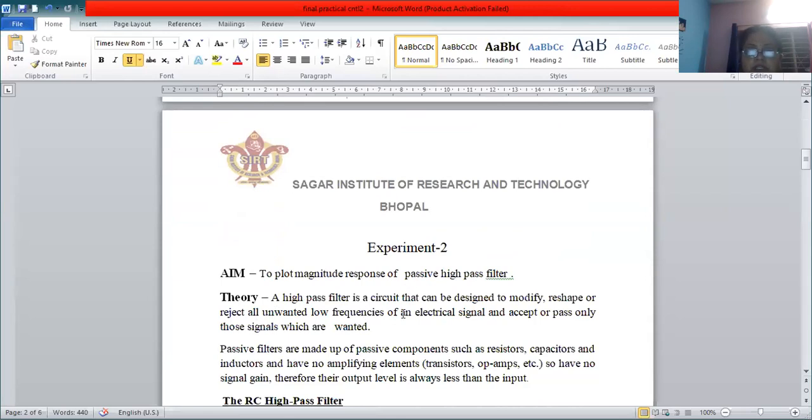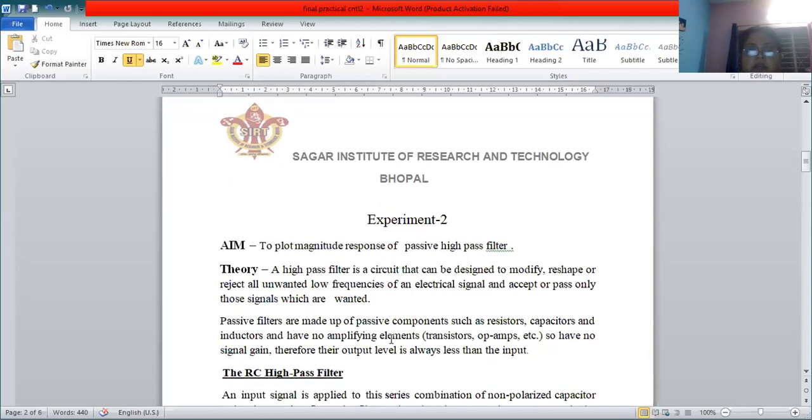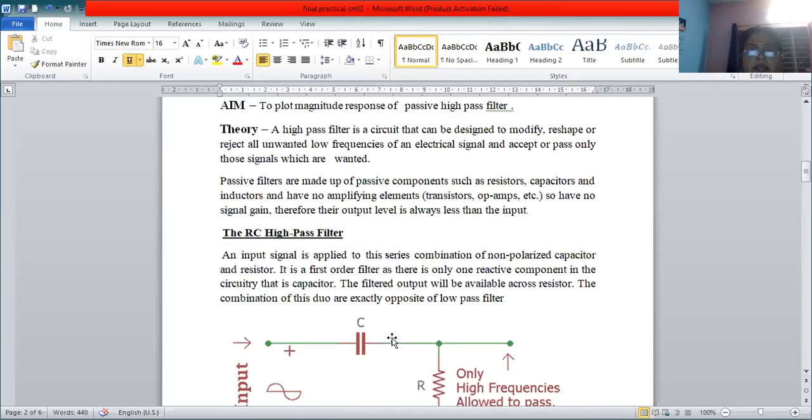A high-pass filter is a circuit that can be designed to modify, reshape, or reject all unwanted low frequencies of an electrical signal and accept or pass only those signals which are wanted. Passive filters are made up of passive components such as resistors, capacitors, and inductors, and have no amplifying elements like transistor, op-amp, etc. So they have no signal gain, therefore their output level is always less than input.